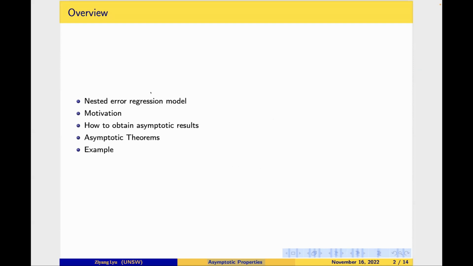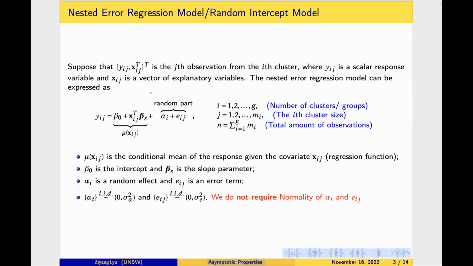Today I will talk about increasing cluster size asymptotics for the nested error regression model, and I will split it into 5 parts. First, I introduce the nested error regression model and the motivation, how to obtain the asymptotic result and the asymptotic theorems, and also give some examples, including simulation. First of all, the nested error regression model is also called the random intercept model, and we suppose Yij and Xij are the jth observation from the ith of G clusters, where Yij is a scalar response variable and Xij is a vector of explanatory variables. This is the expression for the nested error regression model.